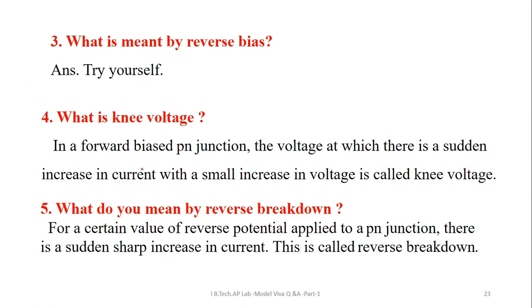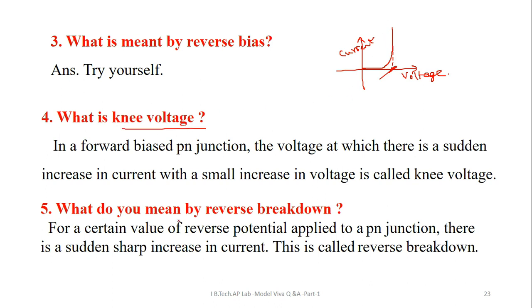What is knee voltage? In a forward bias PN junction, it is the voltage at which there is a sudden increase in current. For example, on the x-axis we take voltage and on the y-axis we take current, the IV characteristic. Generally it changes slowly and after that it suddenly increases. This is the place where, at a particular voltage, a sudden increase occurs. That's what we call knee voltage.